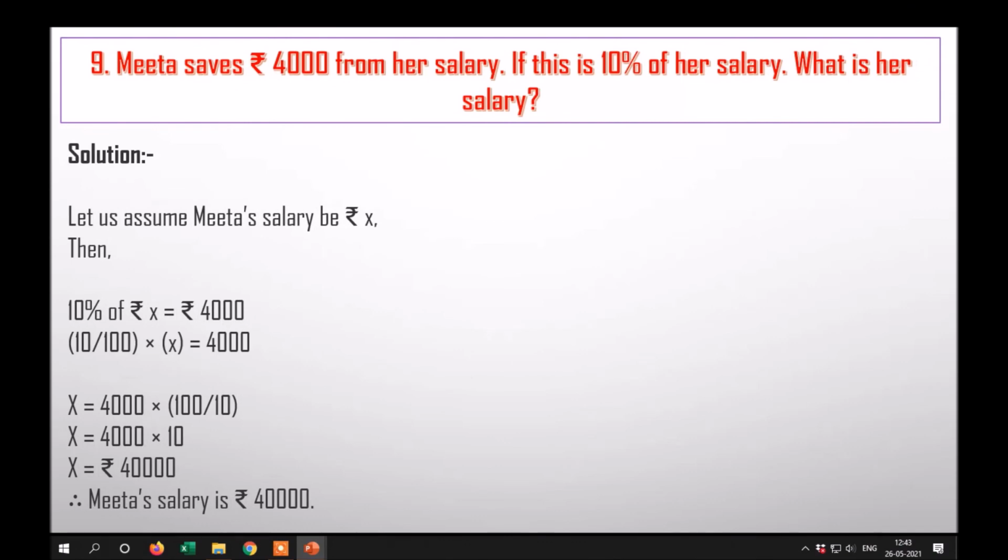Ninth question, Meeta saves rupees 4,000 from her salary. If this is 10% of her salary, what is her salary? So assume Meeta's salary be X. So 10% of rupees X equals to rupees 4,000. So 10 upon 100 into X equals to 4,000. So X equals to 4,000 into 100 upon 10. That is X equals to 4,000 into 10. X equals to rupees 40,000. So Meeta's salary is rupees 40,000.